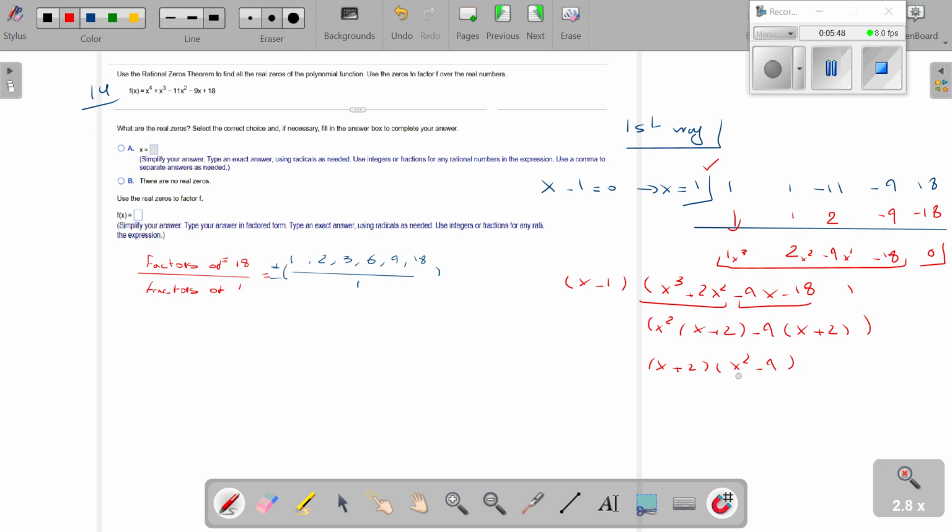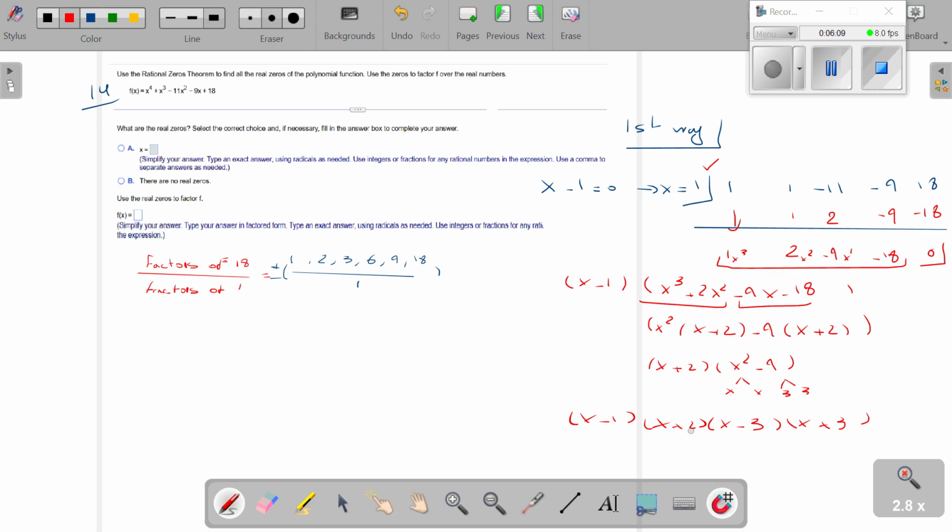X squared minus 9 is the difference between two perfect squares. So this is x times x, and this one is 3 times 3. So I can factor it as x minus 3 and x plus 3. I already had x plus 2 here and x minus 1 as the other factors.